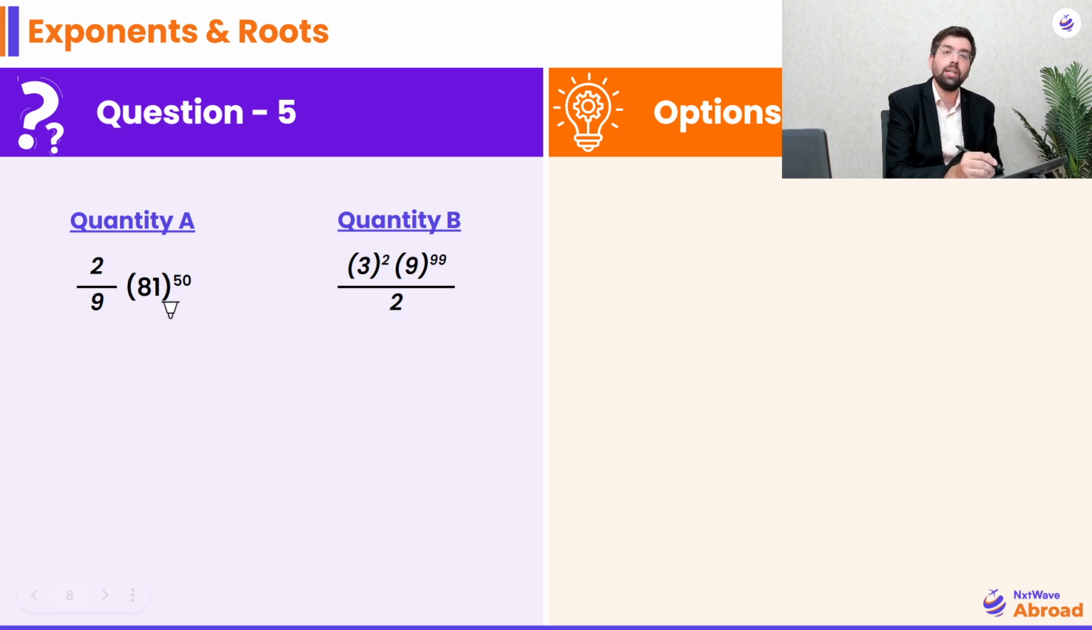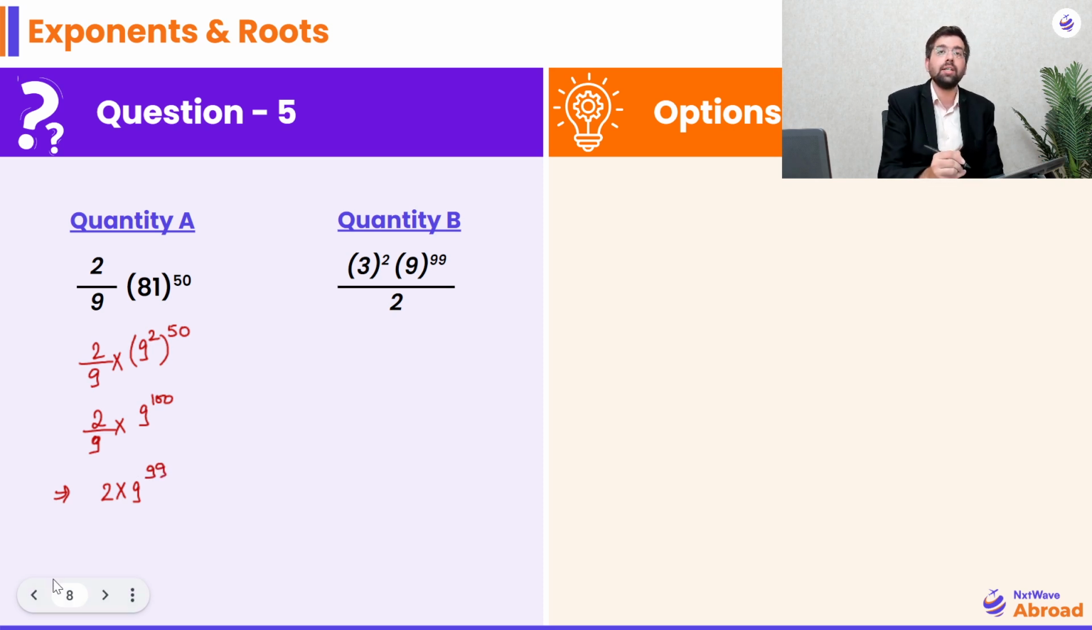It says 2 upon 9 into 81 raised to power 50, which can be written as 2 upon 9 into 9 raised to power 2 whole raised to power 50, which can be written as 2 upon 9 into 9 raised to power 100, which can further be written as 2 into 9 raised to power 99. Now you can see that in quantity B, we have 9 upon 2 into 9 raised to power 99, which can be written as 4.5 multiplied by 9 raised to power 99.